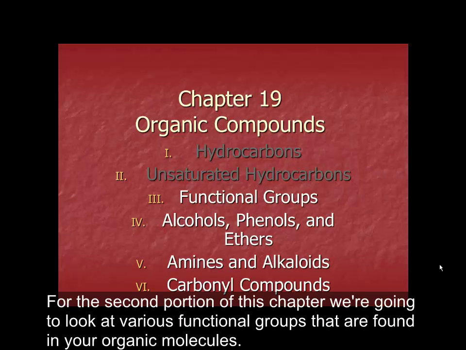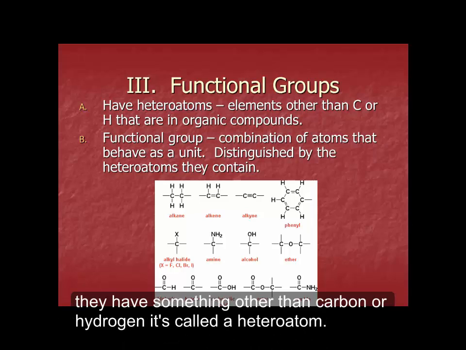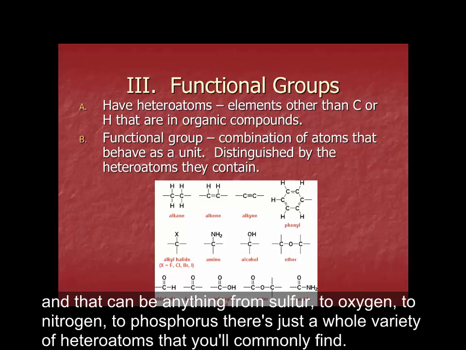For the second portion of this chapter, we're going to look at various functional groups that are found in your organic molecules. Functional groups are when you take your basic carbon-hydrogen skeleton and you put in an element other than carbon or hydrogen. When they have something other than carbon or hydrogen, it's called a heteroatom. And that can be anything from sulfur to oxygen to nitrogen to phosphorus. There's just a whole variety of heteroatoms that you'll commonly find.